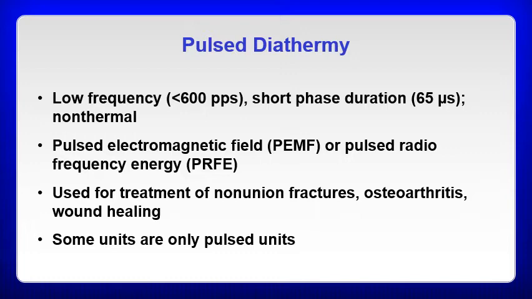And again, some units are only pulsed units, and that's where some of the confusion might come into play. With diathermy, you have pulse diathermy, and that can be utilized to create a thermal effect. So both pulsed and continuous diathermy get utilized for a thermal effect, whereas with ultrasound, you're only using continuous to get a thermal effect. And again, some units are only pulsed units. You typically see that with the newer units.